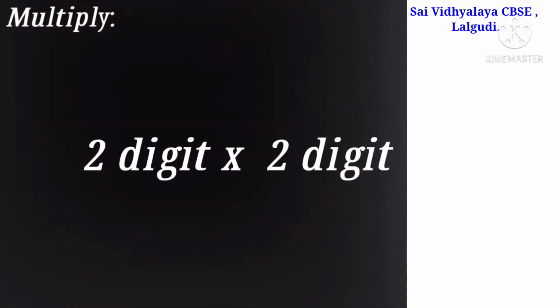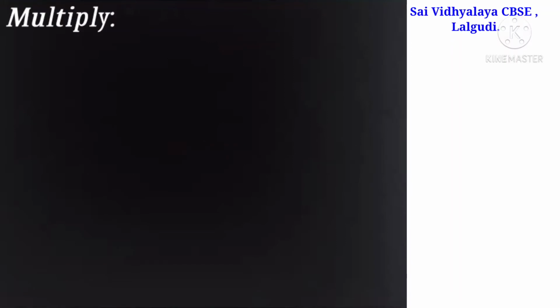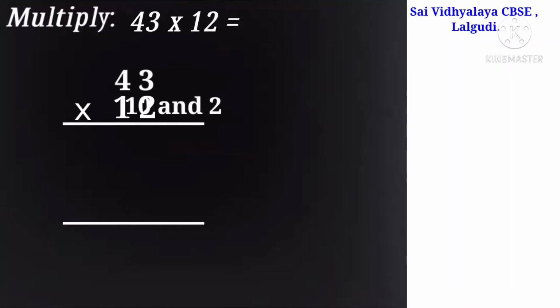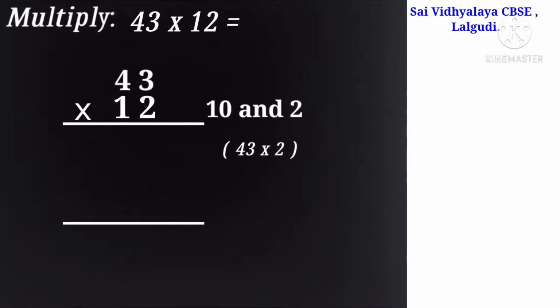Now, let's learn the multiplication of two two-digit numbers. 43 into 12. First, we have to write the given numbers in vertical form. Write 43 in the first line and 12 in the second line. The numbers should be in their respective places. Write the multiplication symbol on the left side. Here, 12 can be split as 10 and 2. To find the answer for this question, first we have to multiply the given number by 2 and then by 10. We have to add the answers.